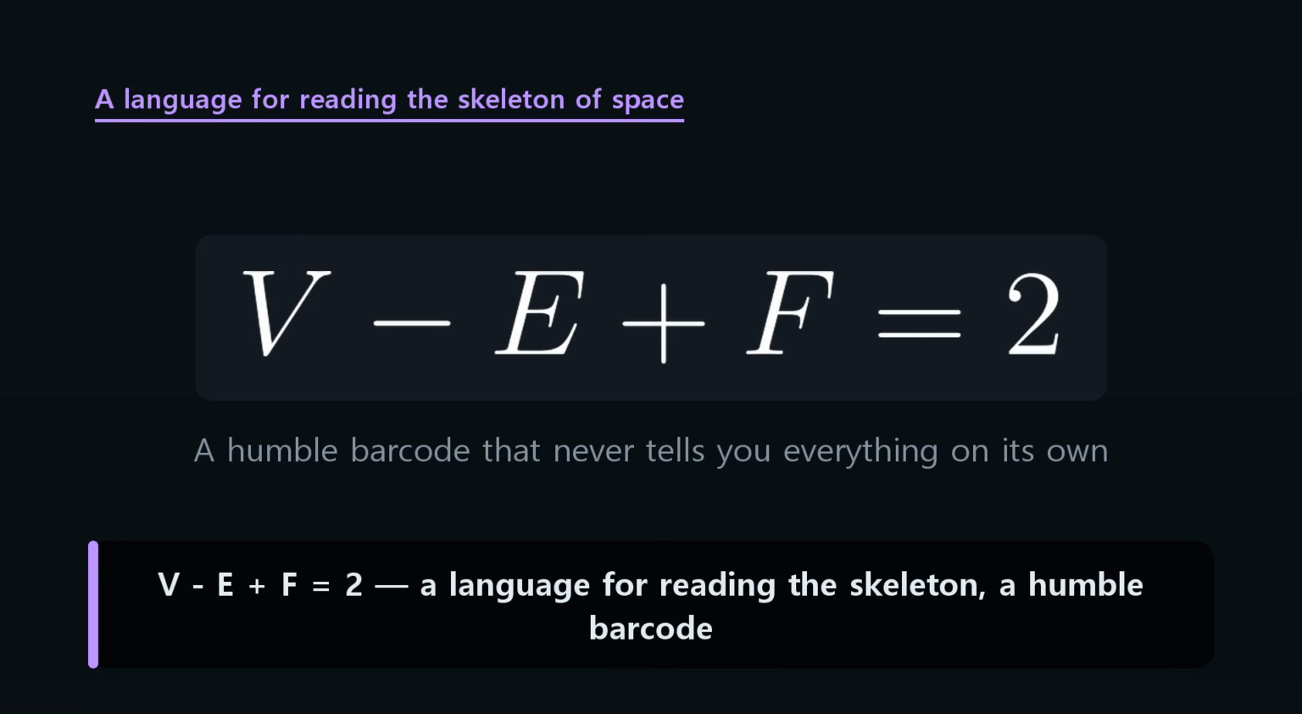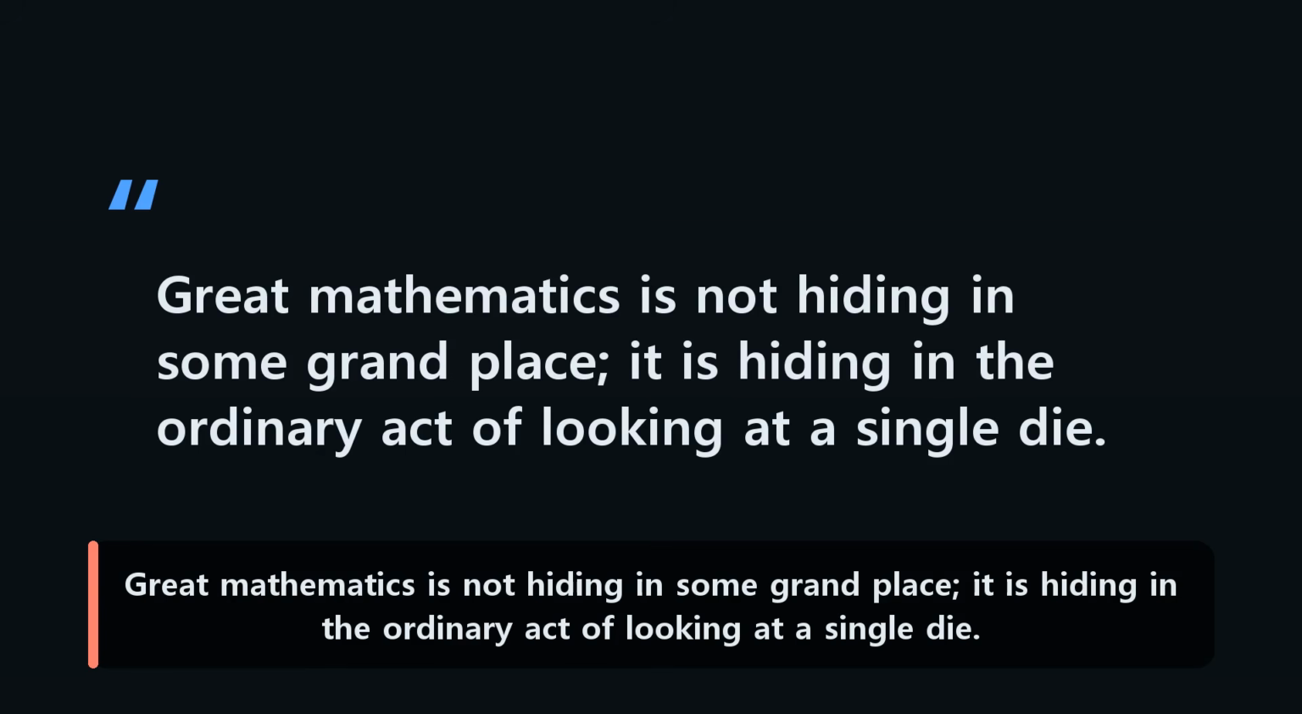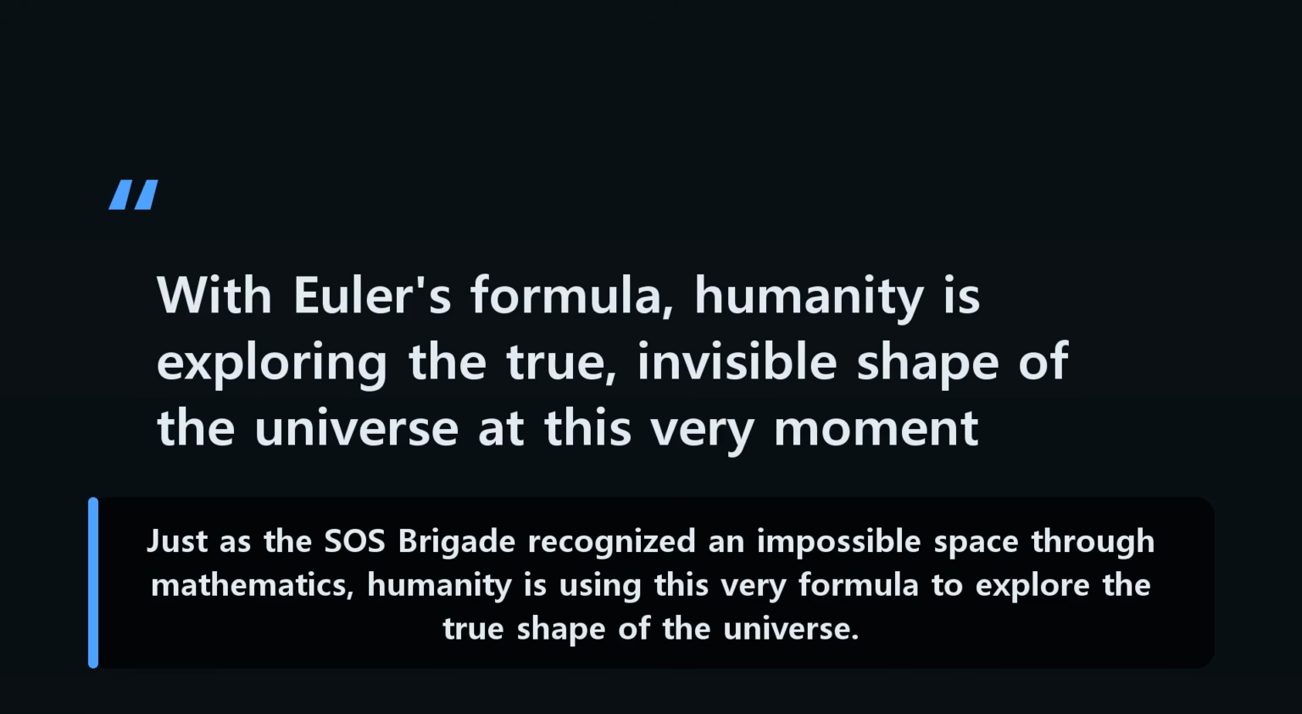Chi is a language for reading the structure carved into the skeleton of space, beyond any visual illusion. And at the same time, it is a humble barcode. Great mathematics is not hiding in some grand place. It is hiding in the ordinary act of looking at a single die. Just as the SOS Brigade recognized an impossible space through mathematics, humanity is using this very formula to explore the true shape of the universe.